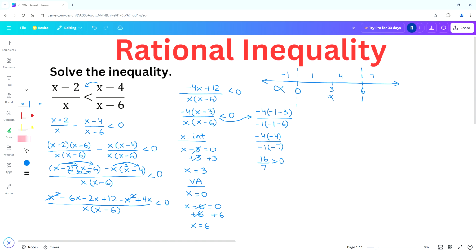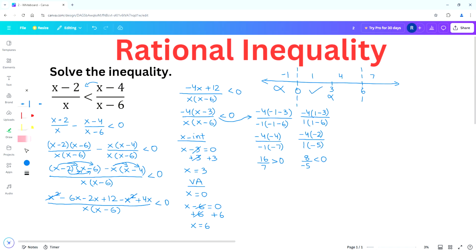Now we can use the test value 1. -4 times -2 is positive 8. In the denominator, 1 times -5 is -5. This fraction has a value less than 0. That means the inequality is satisfied in the interval from 0 to 3.